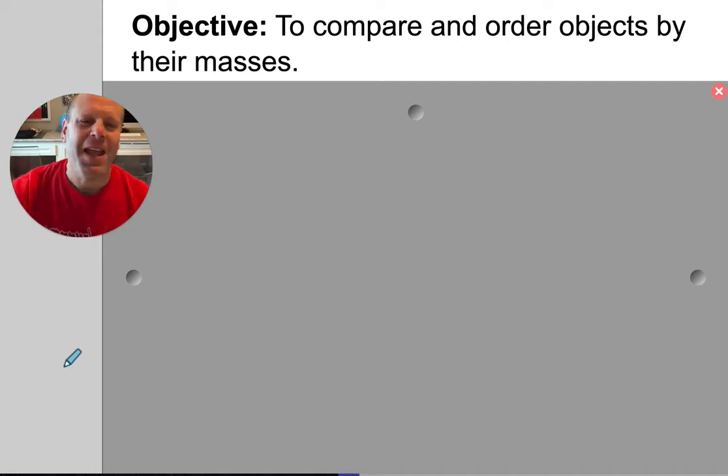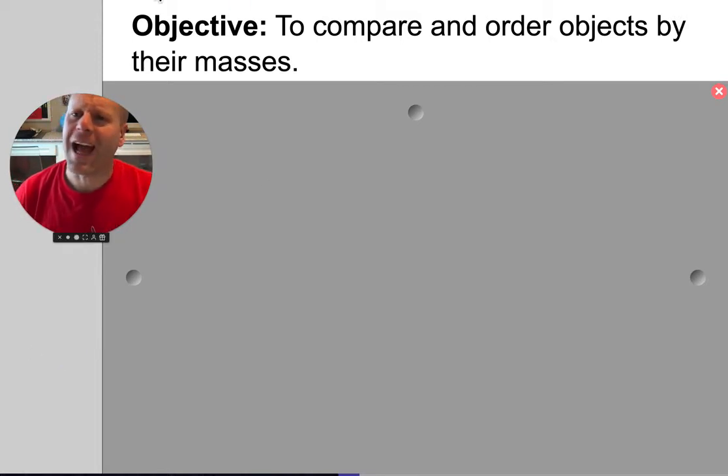Hey everyone! All right, our math lesson today is going to take what we've done in previous lessons, learning how to read the scale using kilograms. We're going to use that information to compare the masses of more than one object now. Which one's more? Which one's less? How much more? How much less?